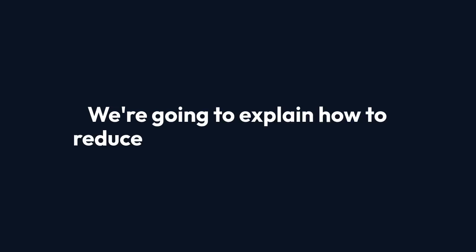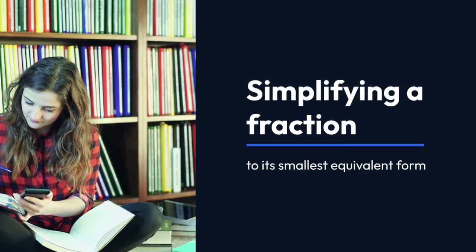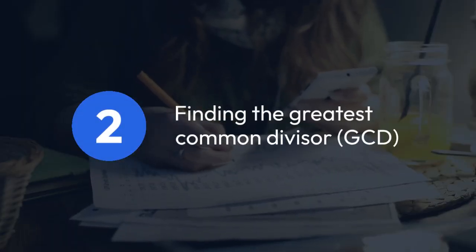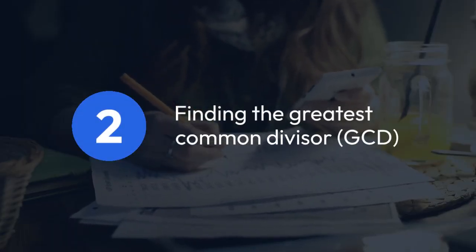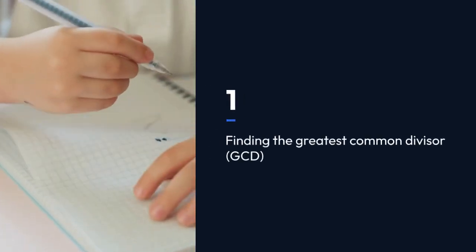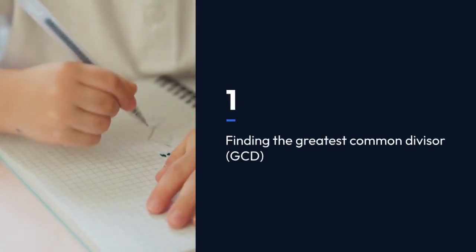We're going to explain how to reduce a sum to its lowest terms. This means simplifying a fraction to its smallest equivalent form. There are two main steps involved: finding the greatest common divisor, GCD, and dividing both the numerator and the denominator by it. 1. Finding the greatest common divisor, GCD.